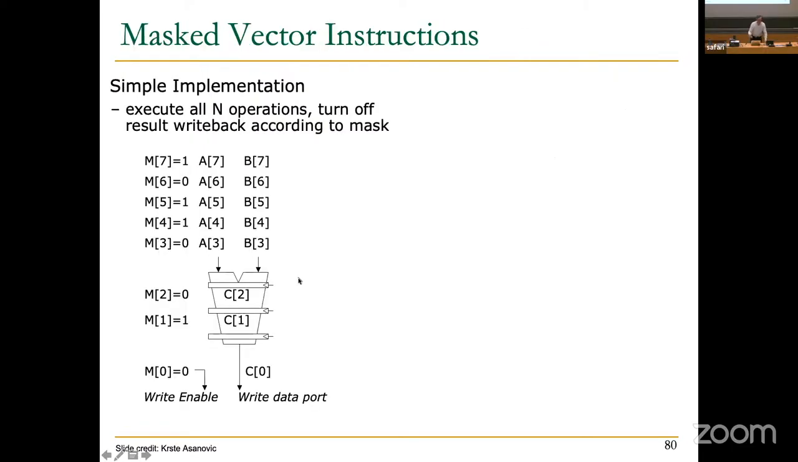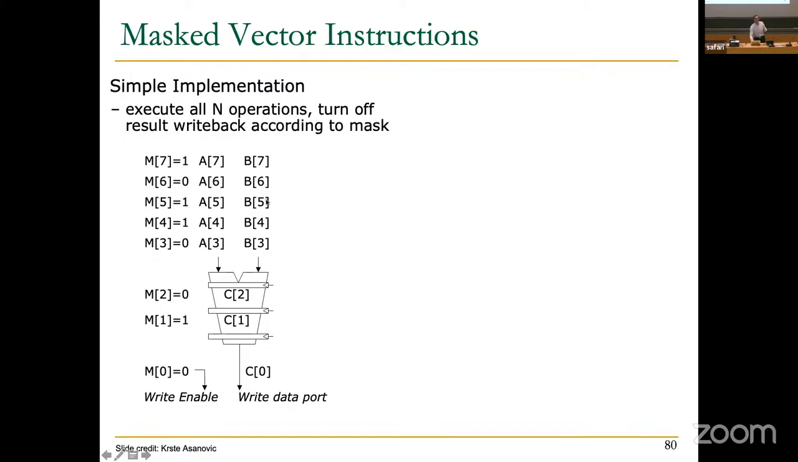So how do you implement these mask vector instructions? A simple implementation would be to execute all of the operations, but turn off result write back according to the mask. So these are the mask bits, corresponding to the elements going into the functional units. Let's assume that there's some multiplication. You do all of the multiplications, but before you write the elements into the vector register, you check whether the mask is 0 or 1. If it's 0, you don't write the element to the vector register element entry. If it's 1, you do.